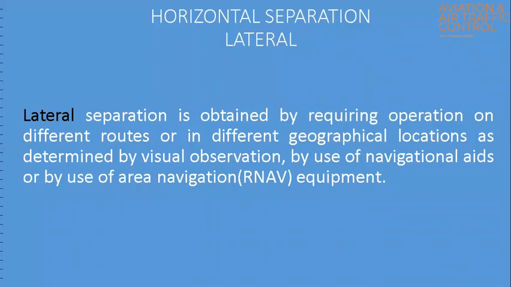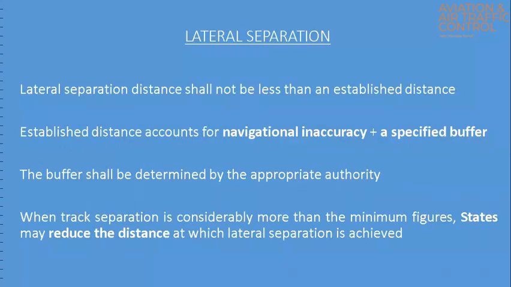Lateral separation is obtained by requiring operation on different routes or in different geographical locations as determined by visual observation, by use of navigation aids, or by use of area navigation equipment. Lateral separation distance shall not be less than an established distance. The established distance accounts for navigation inaccuracy plus a specified buffer.